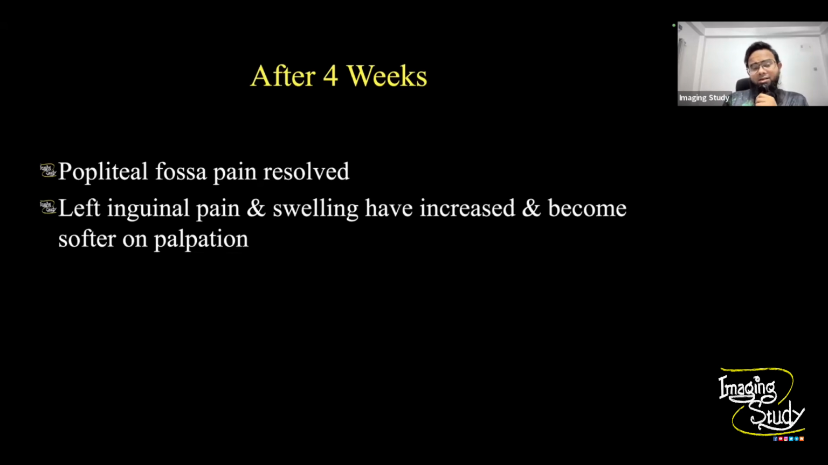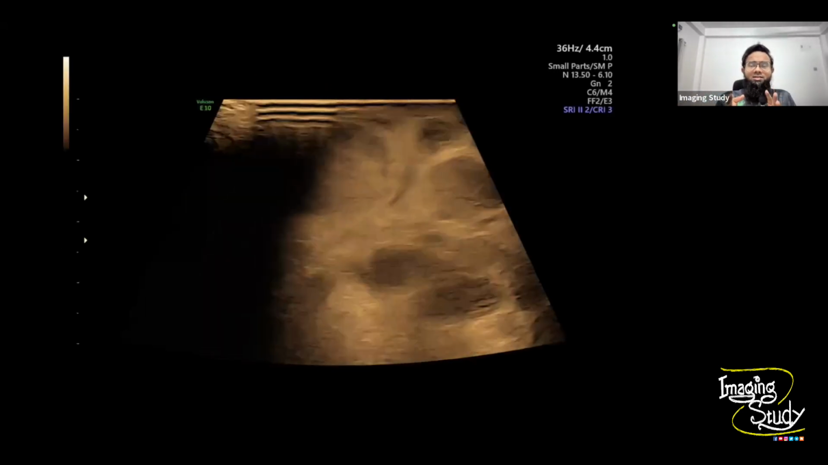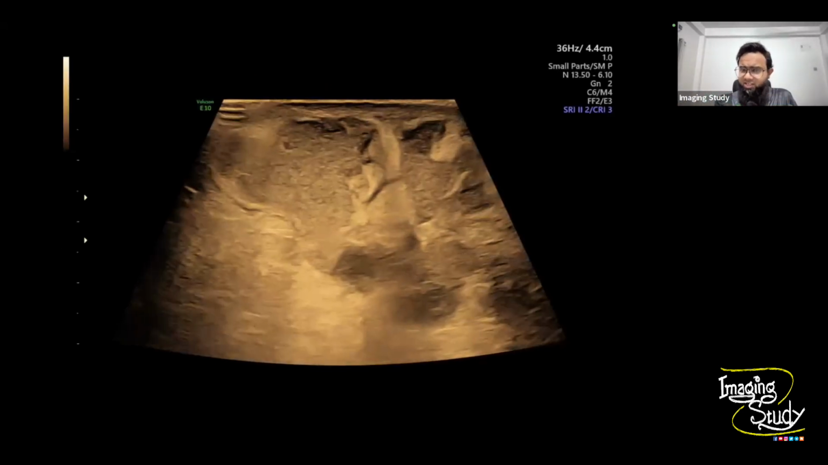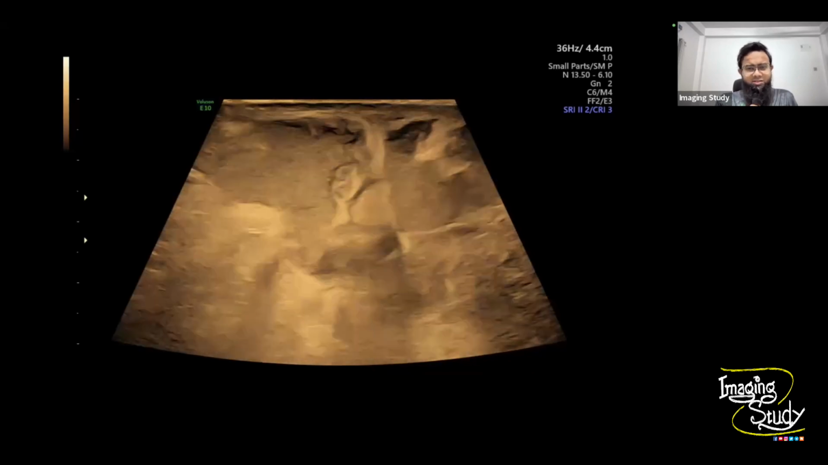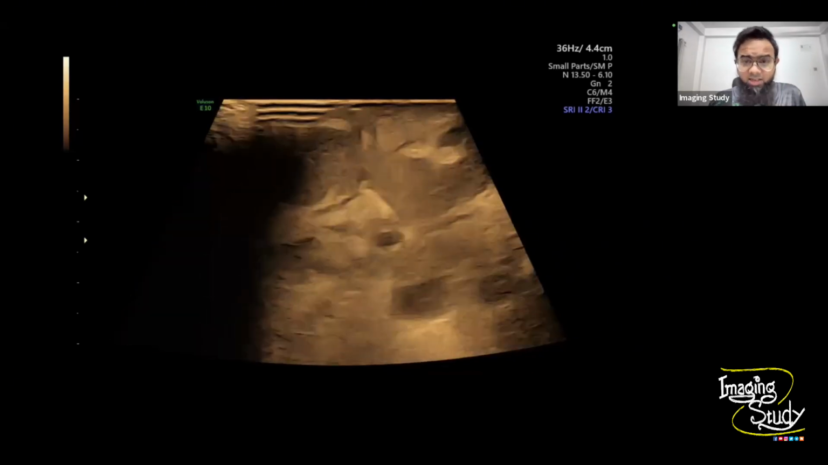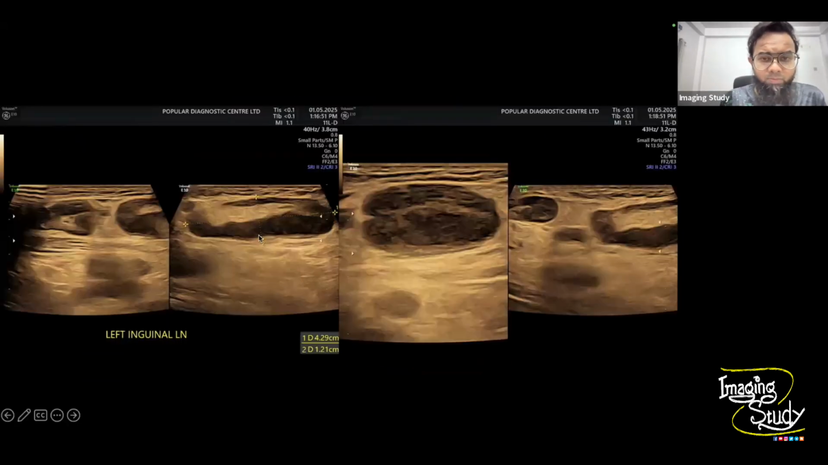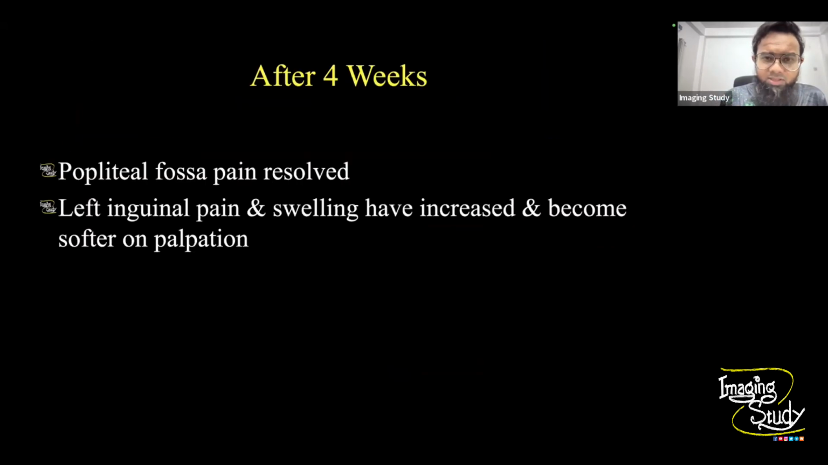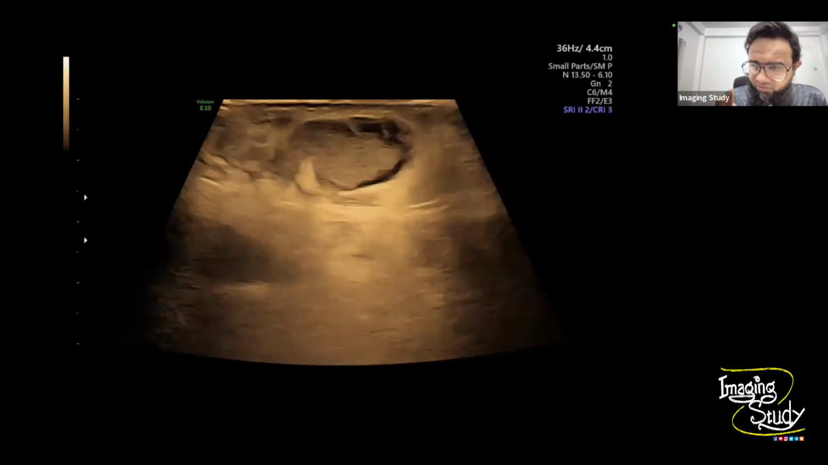So now the situation is not looking quite good, so we want to evaluate again. So now here's the picture. This is the picture from yesterday's. So it's a very fresh case. Now you can see, you have seen the large lymph node there, this one. Now I just put the probe over that area, and now this is the condition of that lymph node.